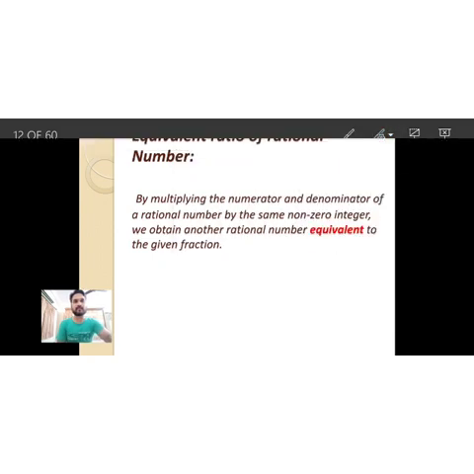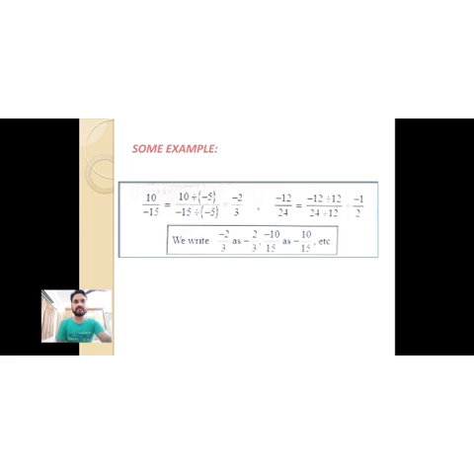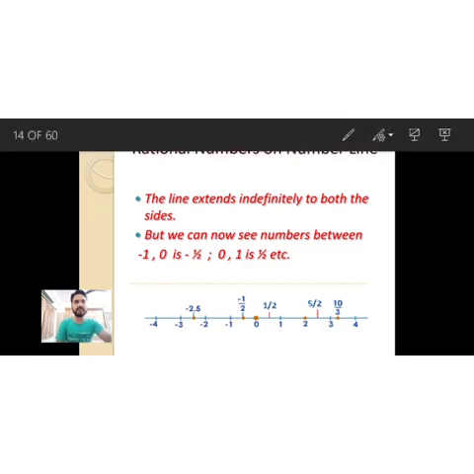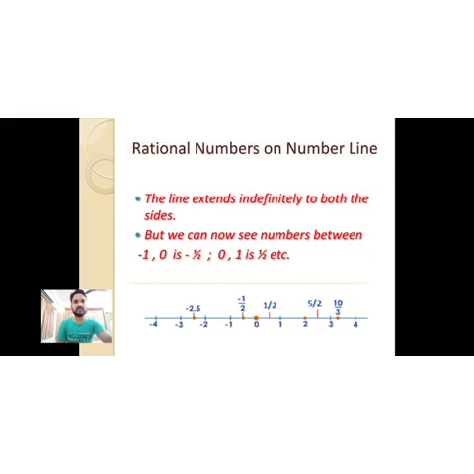Okay, now the examples are there. Rational numbers on a number line. We studied the number line in standard 6. What we have to do is put the values between any two numbers, whether a negative number or a positive number. Here some numbers are there. Between 0 and 1 there is a half. Between 2 and 3 it is 5 by 2. So this is a simple example of rational numbers on a number line.